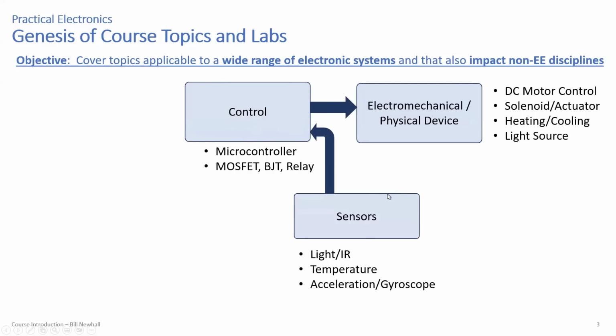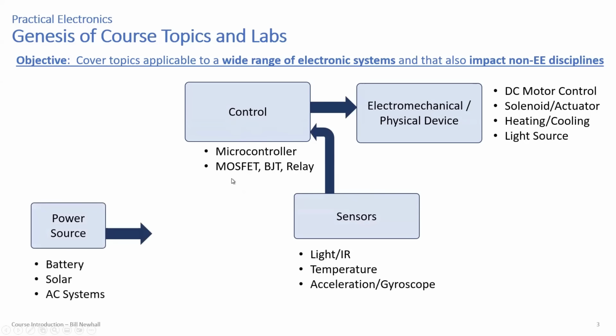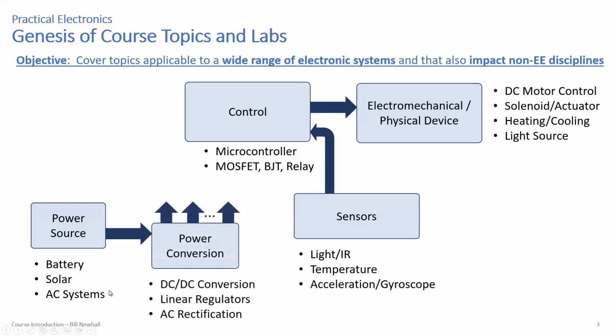And then every circuit, every system needs some kind of power source. Whether it's a battery, solar powered, wind powered, or powered off of the AC power system. And oftentimes the power source isn't sufficient to provide the voltages or power that you need for your system. So there's power conversion. We're going to talk about DC to DC conversion and linear regulators.